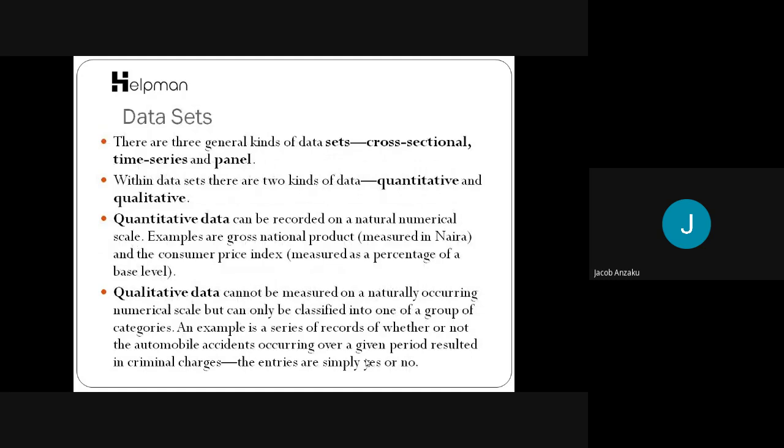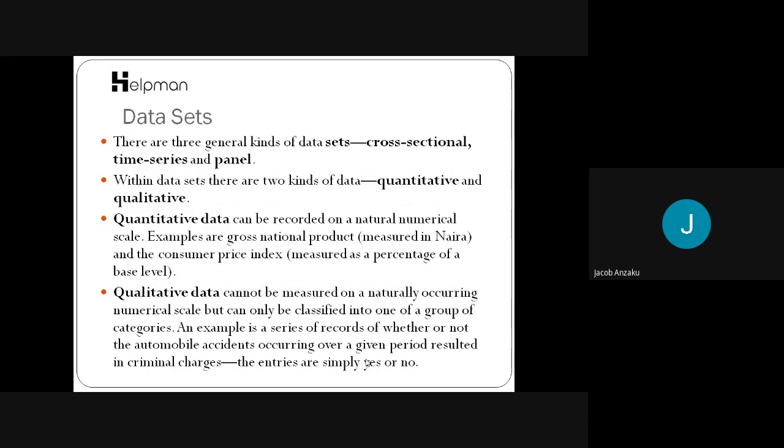Now, data sets. Generally there are three kinds of data sets: cross-sectional data, time series data, and panel data. The time series data is data collected over time. Let's say we want to measure the amount of rainfall from 1990 to the year 2020. That's an example of a time series data.